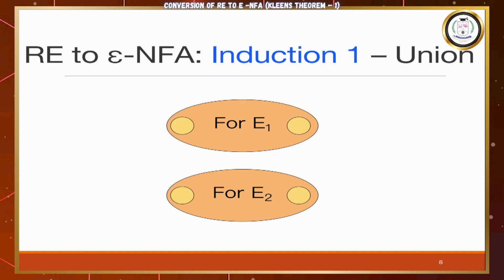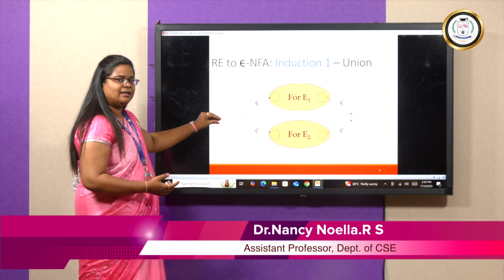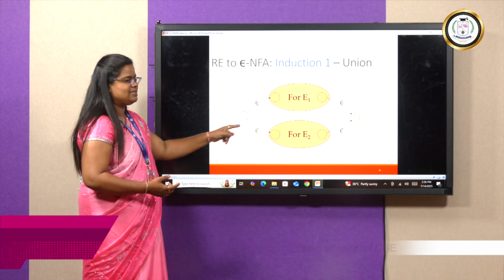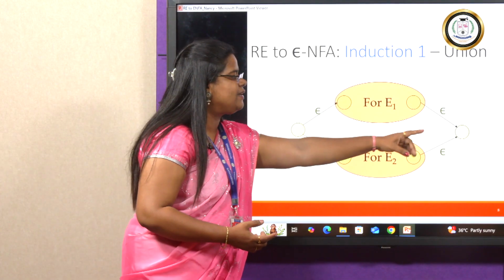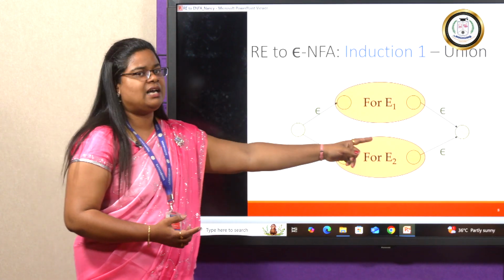So how we are representing it is using union. Union is nothing but either this or this. So how can we represent it? Using one start state, we can transit using epsilon functions. This will be combined together using another state with epsilon transition, and this will be concluded together using another epsilon transition function with the end state.